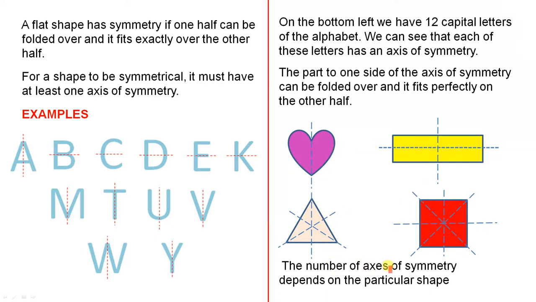And the number of axes of symmetry depends on the particular shape. So depending on what shape you use, you can have more than one axis of symmetry. For example, for the heart, we have 1. For the rectangle, we have 2. For this particular triangle here, where all the sides are equal, there are 3 axes of symmetry. And for the square, there are 4 axes of symmetry.